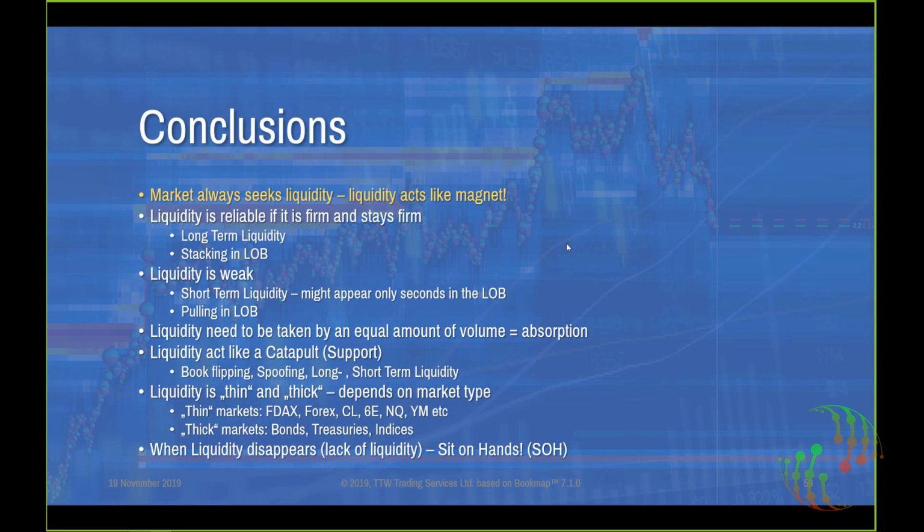Liquidity needs to be taken by an equal amount of volume. That means absorption. We will talk about that because it's absolutely important. Liquidity acts like a catapult support. So: book flipping, spoofing, long and short-term liquidity. This pressure from the upside or from the downside, from the support side or from the resistance side, is to bring the price to a certain price level. That's absolutely important to know. And to do that, the market uses liquidity.